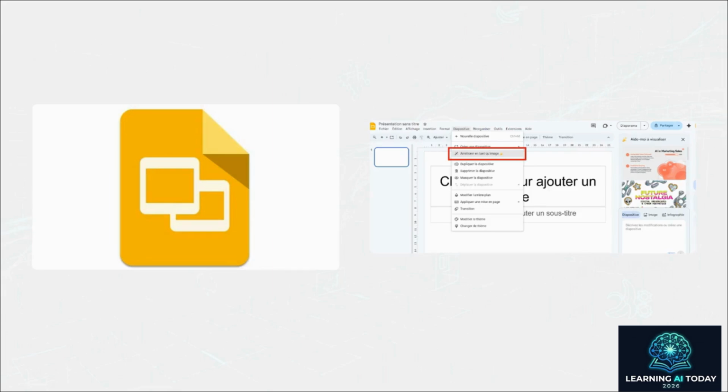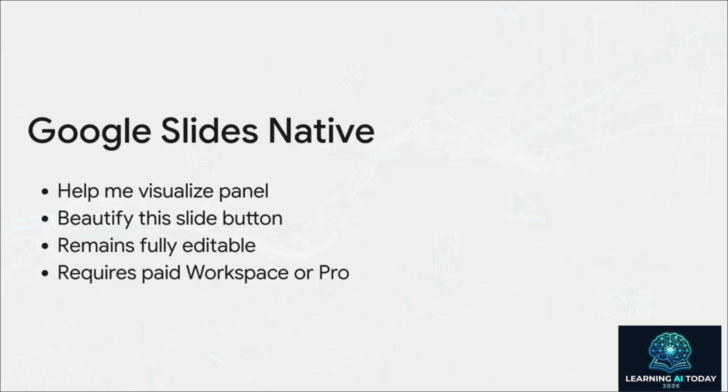But hey, a lot of enterprise users out there just don't want to learn a completely new platform, right? If you basically live inside Google Workspace, you'll be happy to know Google natively integrated this exact technology straight into Google Slides. The magic happens through two main features. There's the Help Me Visualize panel, and then there's the incredibly powerful Beautify This Slide button. The friction here is practically non-existent.